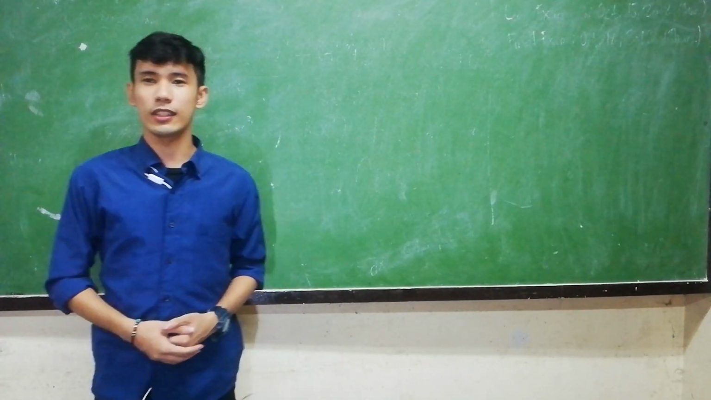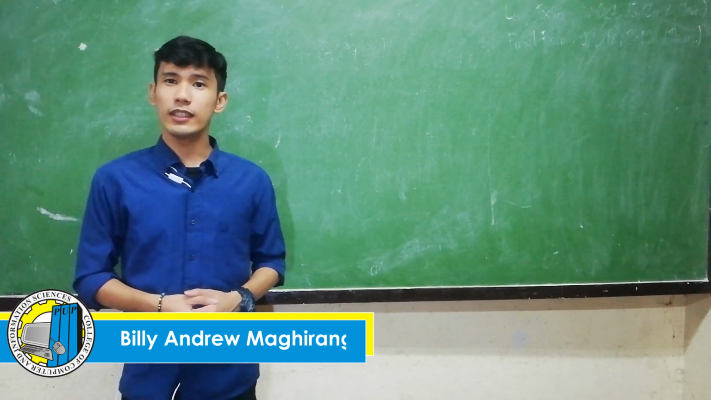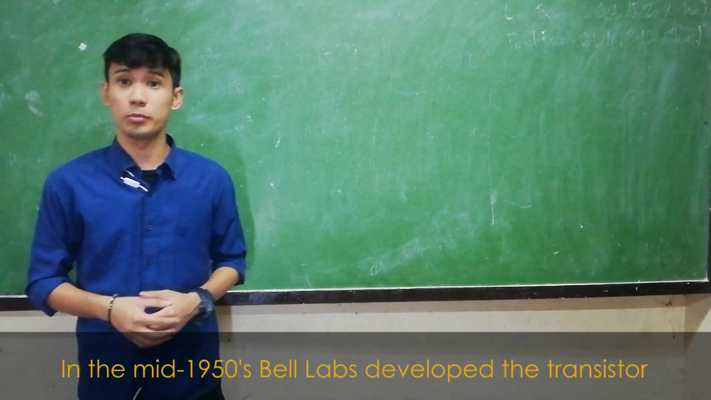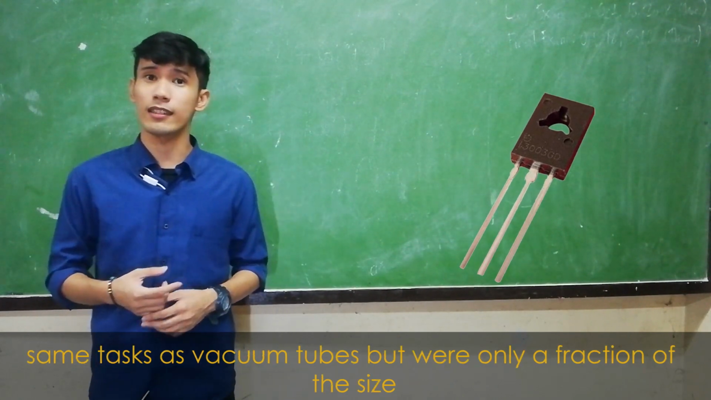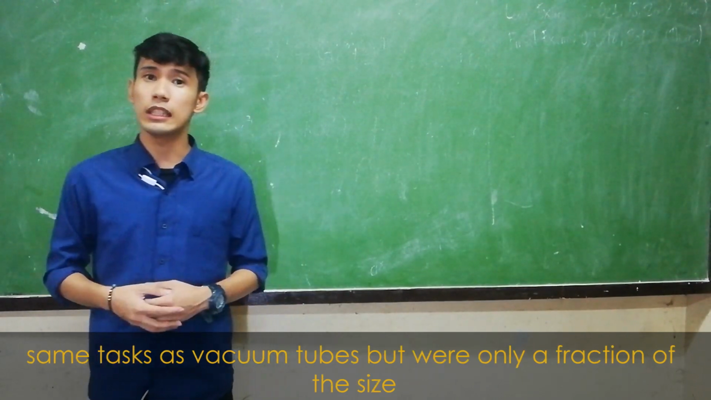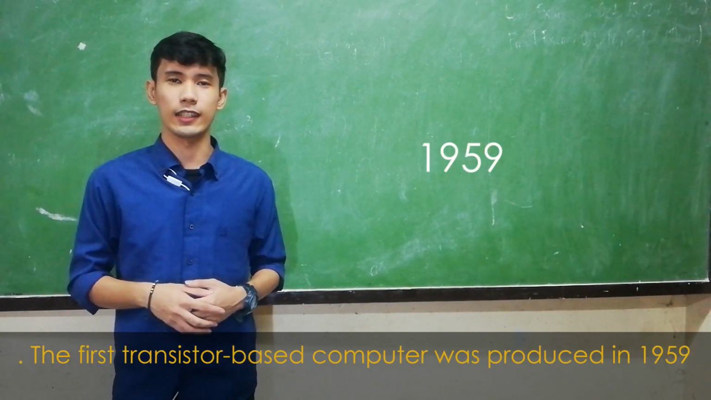And now we will proceed to the second generation, 1959 to 1964. In the mid-1950s, Bell Labs developed the transistor. Transistors were capable of performing many of the same tasks as vacuum tubes, but were only a fraction of the size. The first transistor-based computer was produced in 1959.